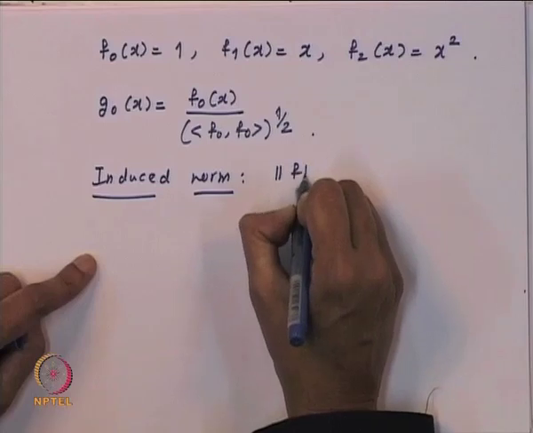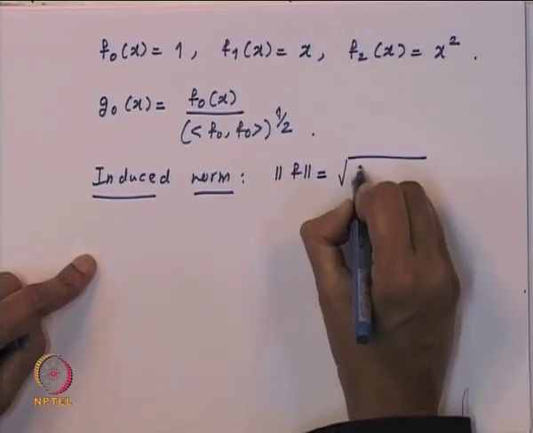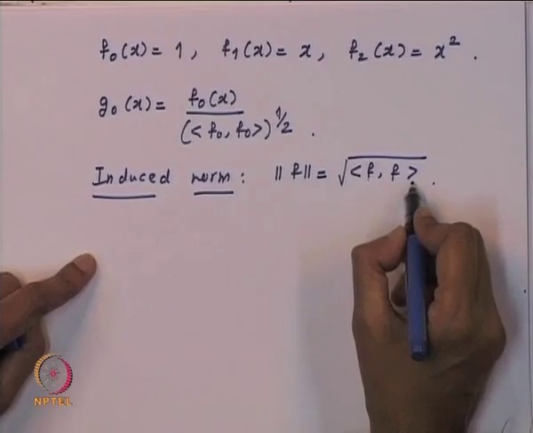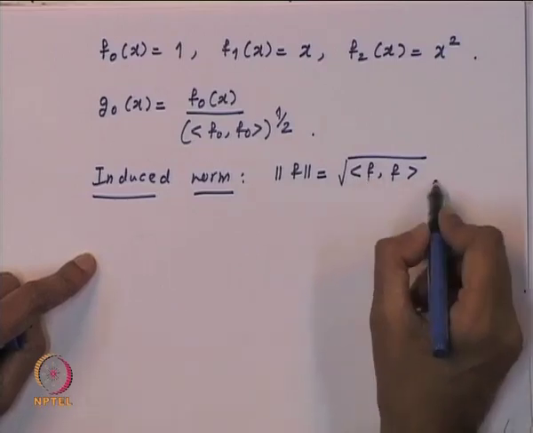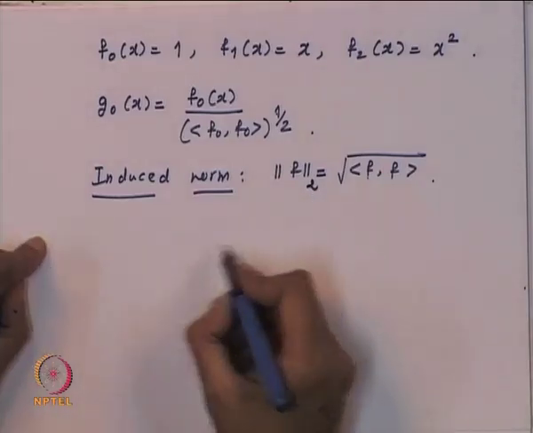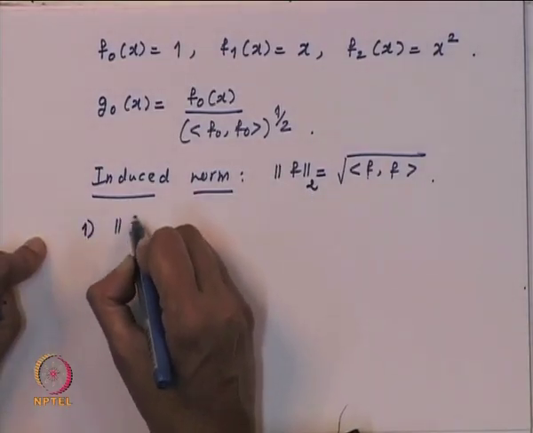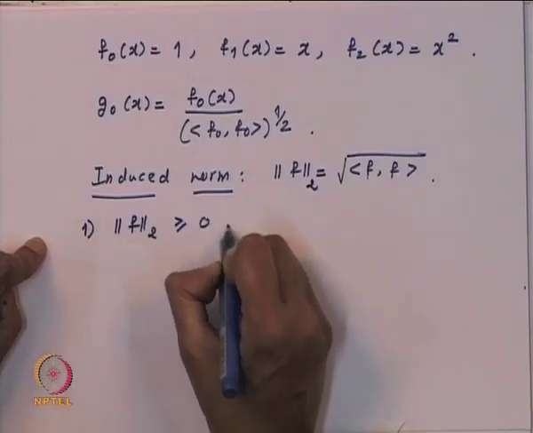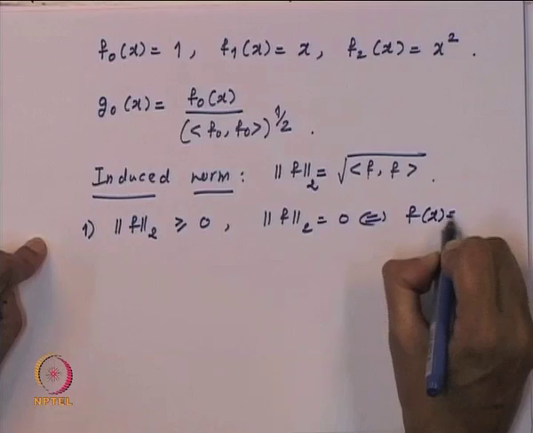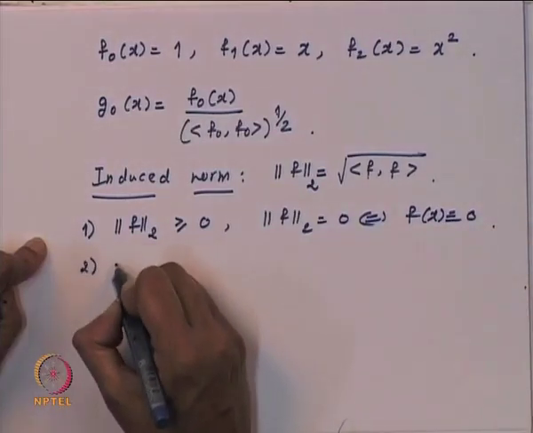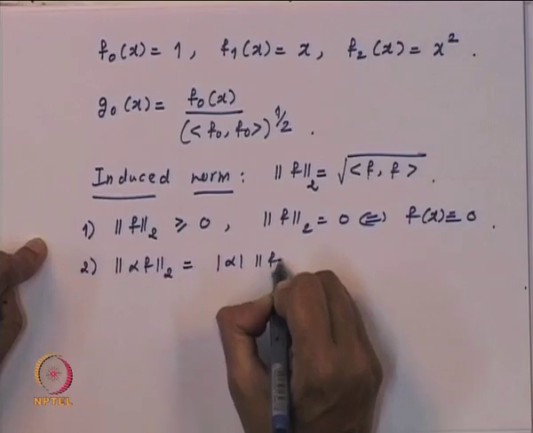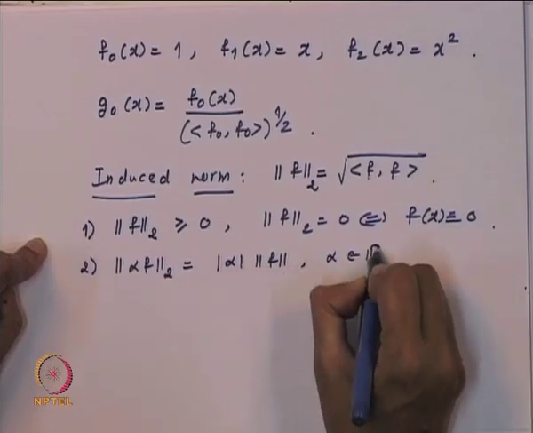If you define norm of f to be the square root of the inner product of f with itself, this is going to be greater than or equal to 0, so we can take its positive square root, and this is generally denoted by norm f 2. So, this has the properties that norm f 2 is bigger than or equal to 0. It is equal to 0 if and only if f x is identically 0. Second, norm of alpha f will be equal to mod alpha times norm f, where alpha belongs to R.